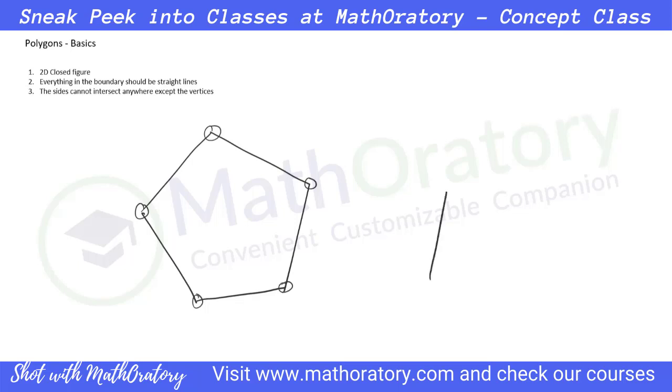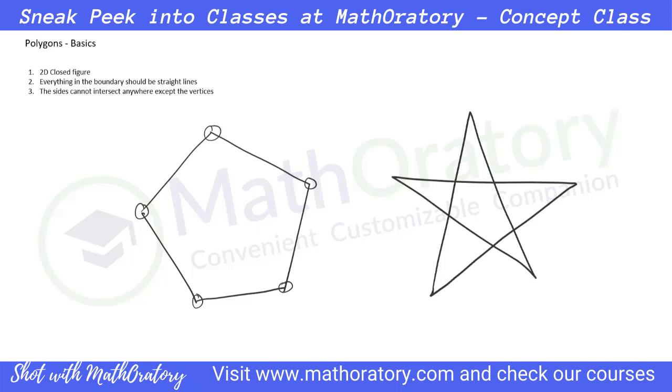But consider a figure like this, let's say. Again, consider them to be straight lines. So it qualifies these two criteria. It is a closed figure, and the boundary is all straight lines, right? But the sides are actually intersecting apart from the vertices also. So this side and this side are intersecting inside, right? I mean, it's intersecting apart from the vertices.